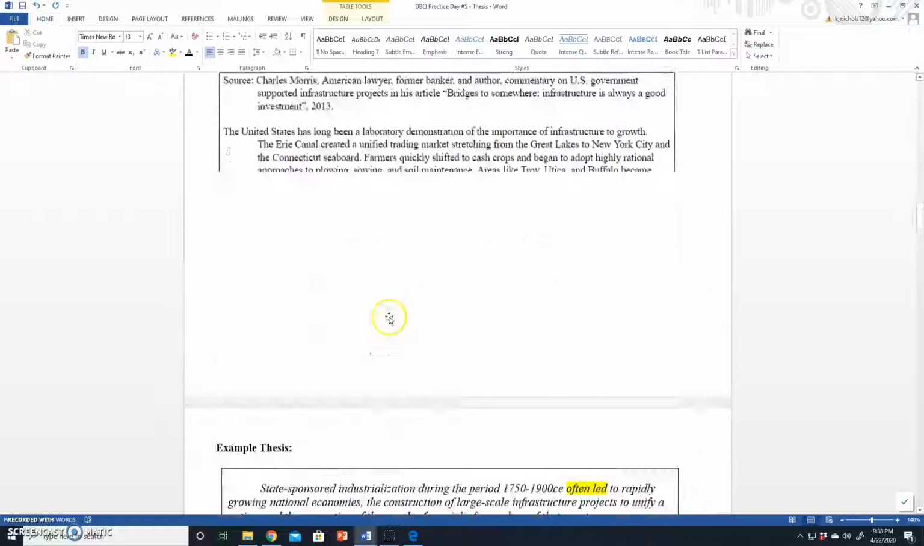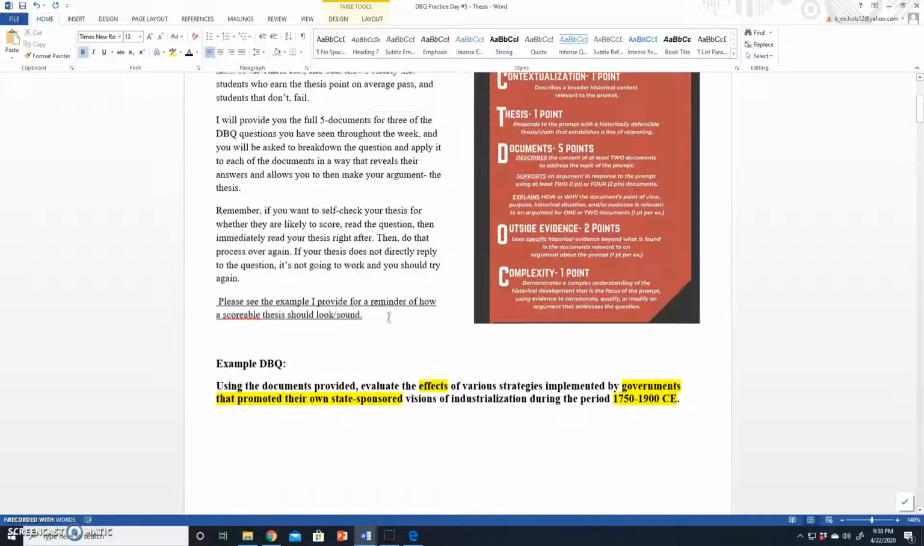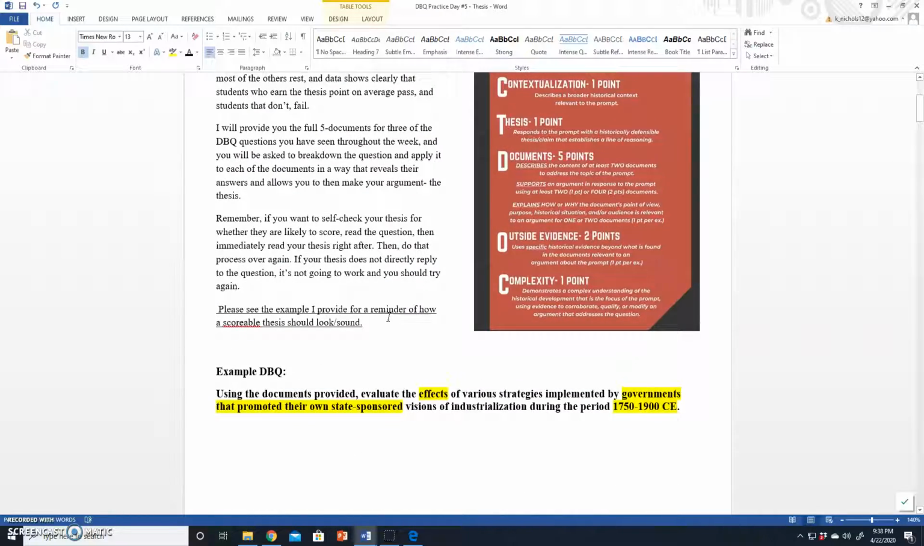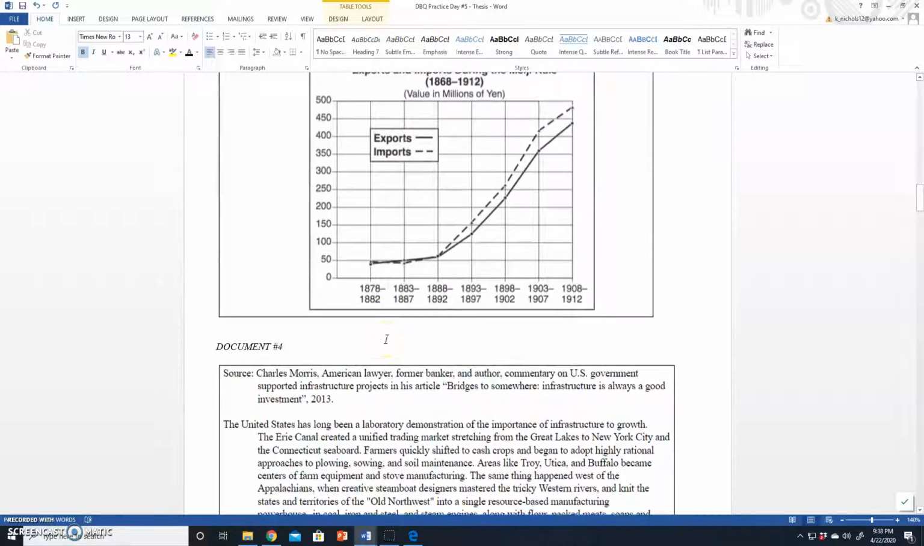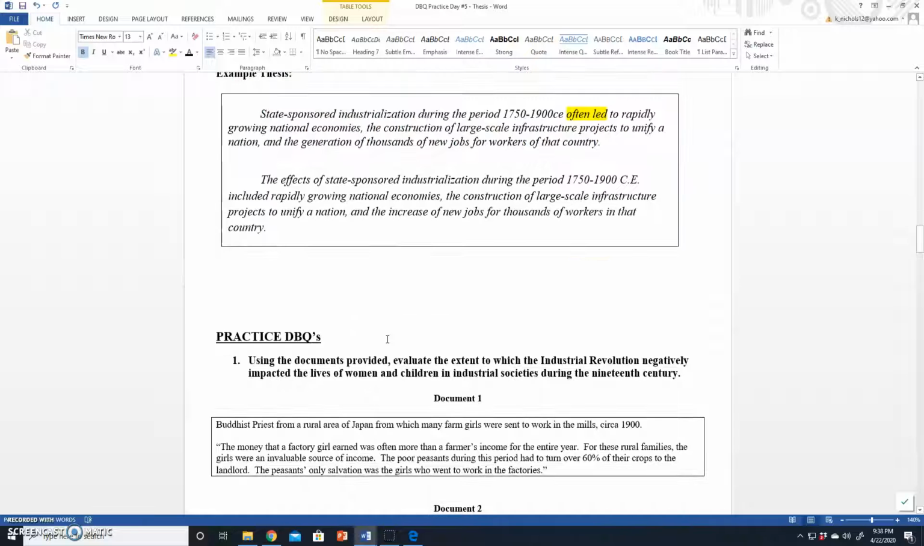And that's what I would like for you guys to do. And again, I may do this again tomorrow. So whatever document you don't choose today, we may do this twice.